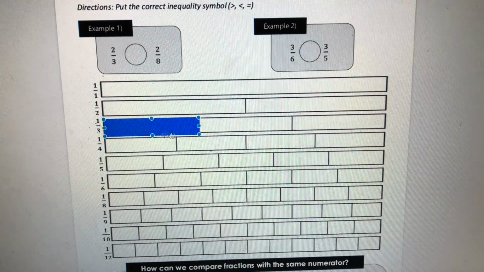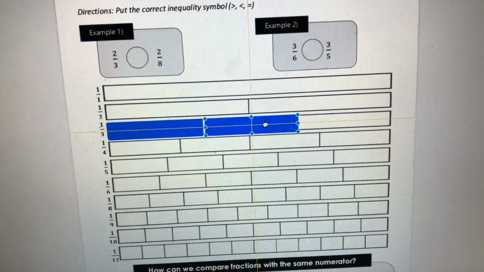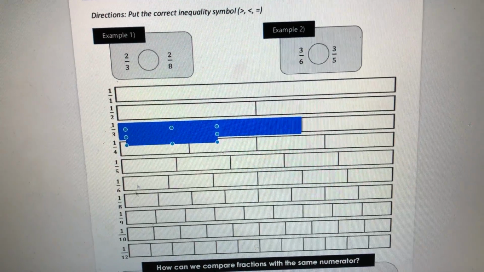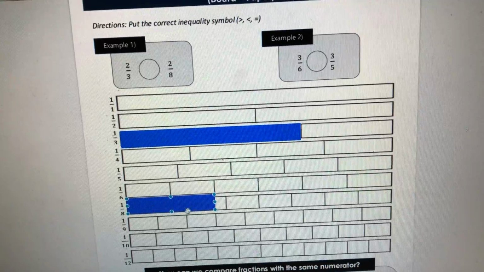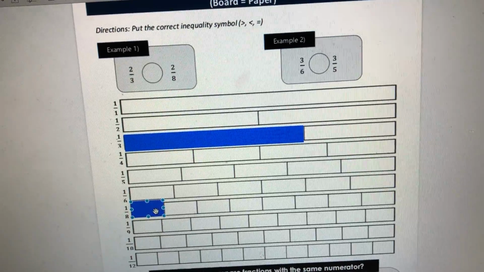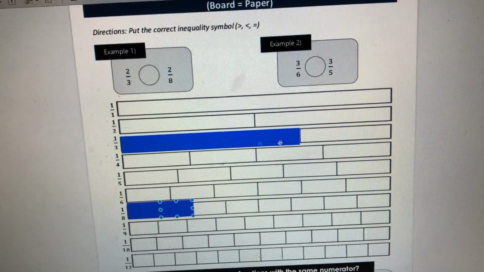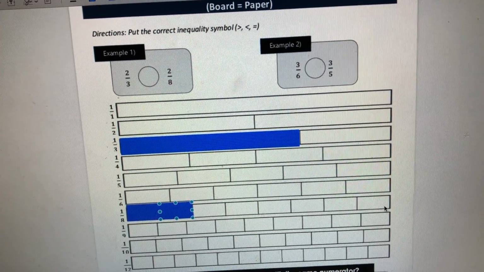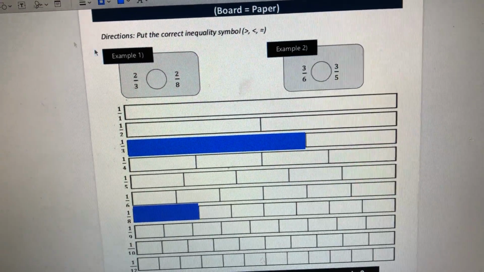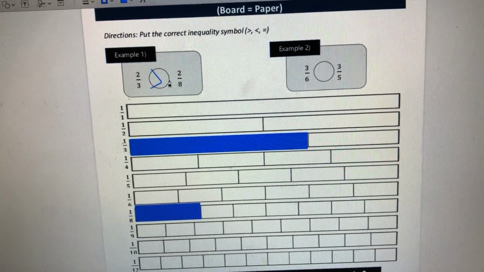First, I'm going to shade in 1/3, but since there's 2 of them, I'm going to shade in a second third. Here is 2/3. Now I'm going to compare that to 2/8, so I'm going to go down to my eighths, and I'm going to shade in 1/8, which will be right here. 1/8, 2/8. Here I can see pretty clearly that 2/3 takes up way more of my whole, since these are equivalent wholes, than 2/8. So I could say pretty clearly that 2/3 is greater than 2/8.